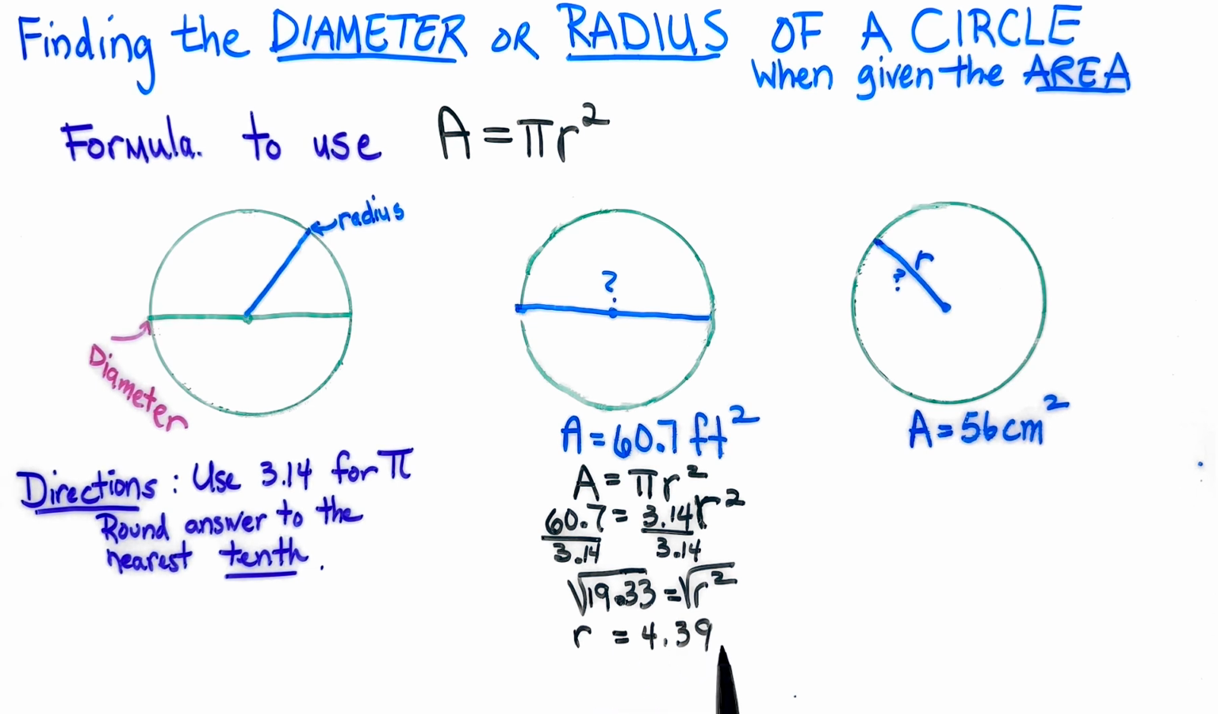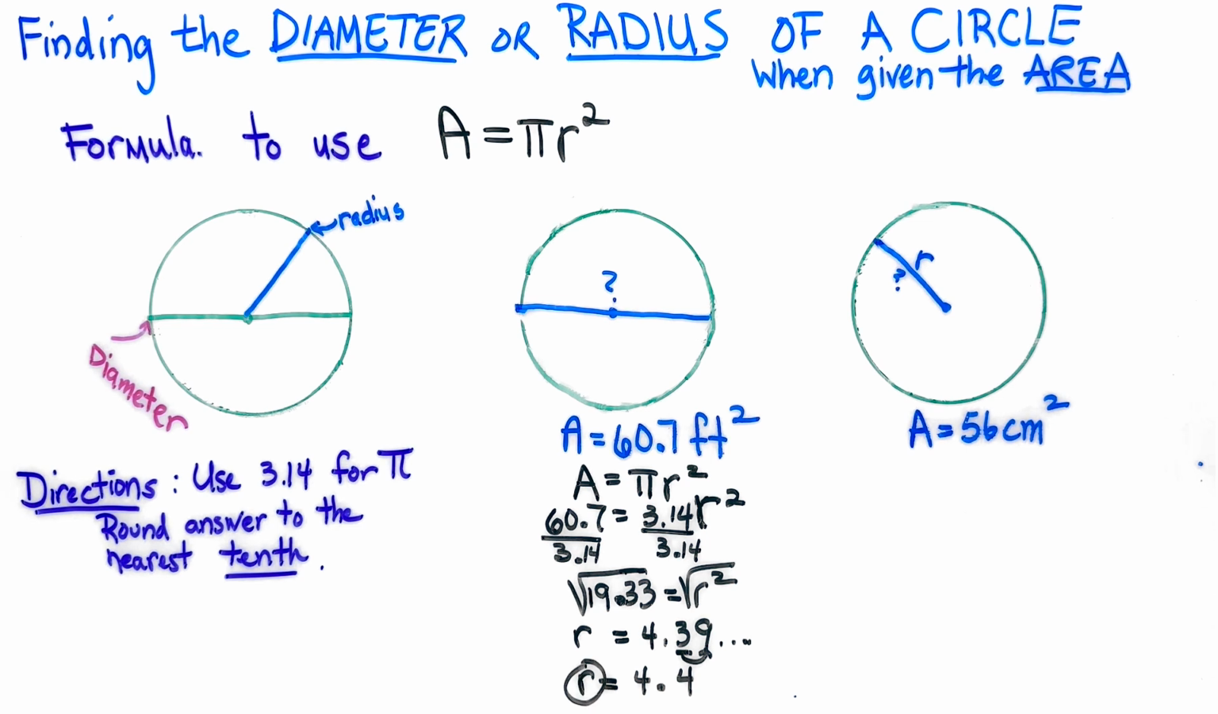4.39. Again, it goes on. And now, remember, our answer needs to be rounded to the nearest tenth. So I'm looking at that 9. So our radius is going to be 4 4/10.